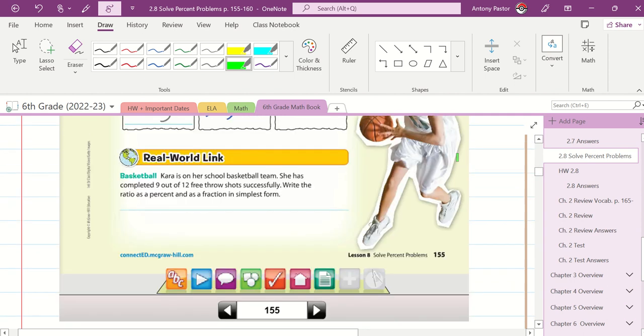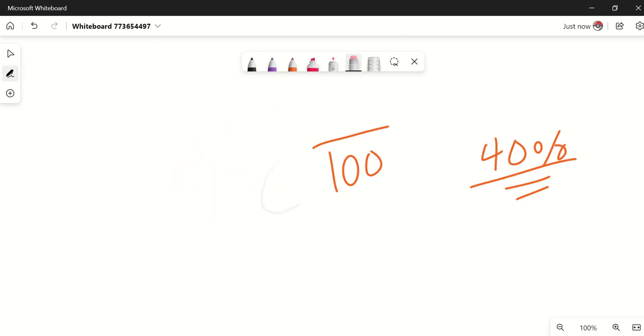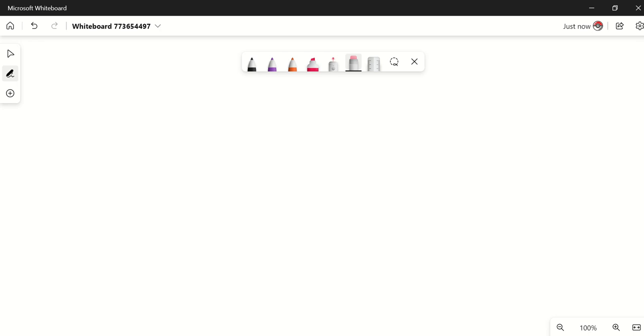Kara is on her school basketball team. She has completed 9 out of 12 free throw shots successfully. Write the ratio as a percent and as a fraction in simplest form. So, as a fraction, this is easy. So this is not a ratio. She made 9 out of 12.